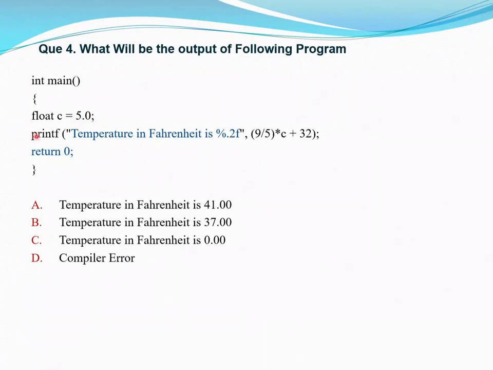After that, by this printf function, whatever is included in double quotation marks will be displayed as it is. So Temperature in Fahrenheit is will be displayed as it is on the screen. And after that, the value of this expression will be displayed. See how this expression will be calculated. This expression is 9 upon 5 multiplied by C plus 32. Firstly, the brackets will be solved, so 9 upon 5 will be solved.